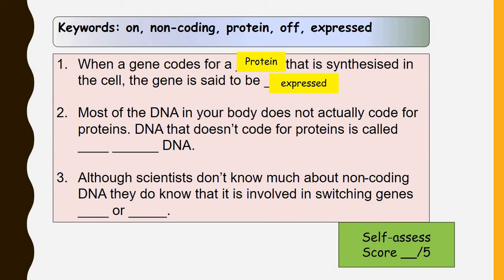Most of the DNA in your body does not actually code for proteins. A lot of the DNA in your body is what we call non-coding DNA. So DNA that doesn't code for proteins is called non-coding DNA. And a lot of that DNA is just there to keep you alive, we often refer to it as a kind of blueprint of life. Although scientists don't know much about non-coding DNA, they do know that it is involved in switching genes on or off. And that's another key role of non-coding DNA, to turn genes on and off, to allow them to be expressed or to allow them to not be expressed.